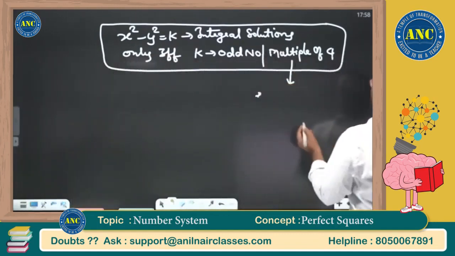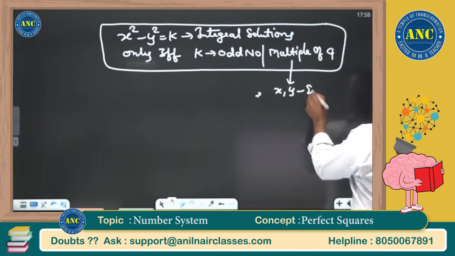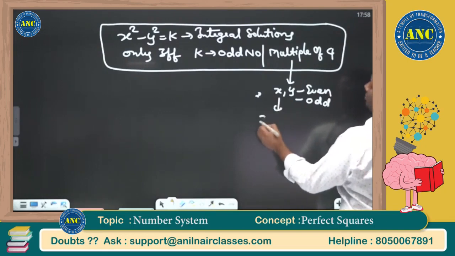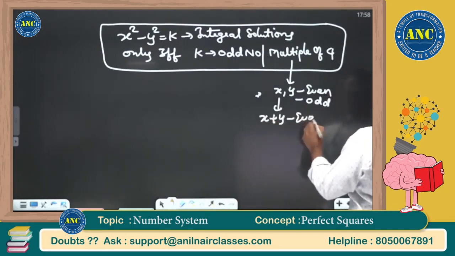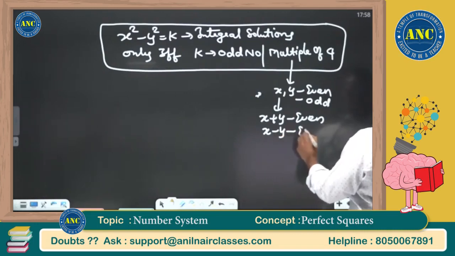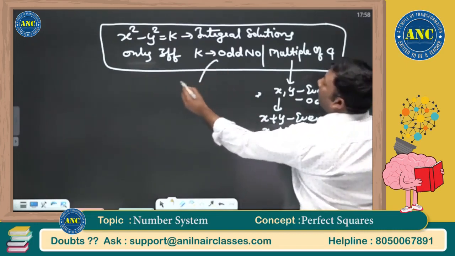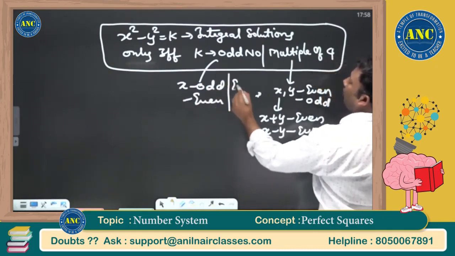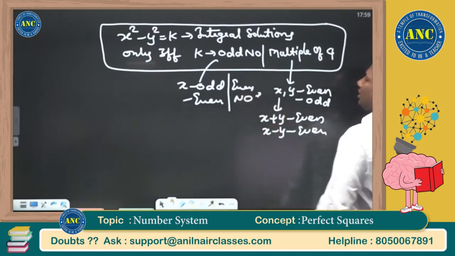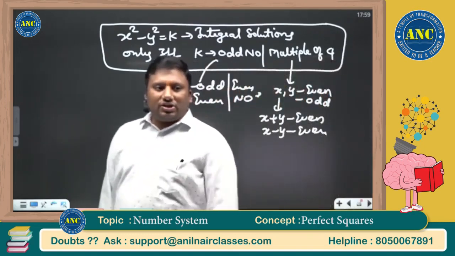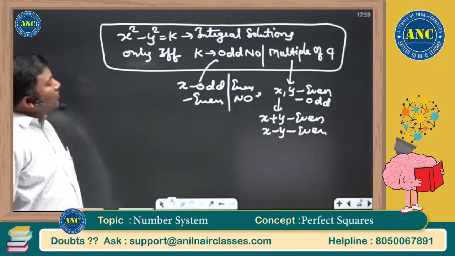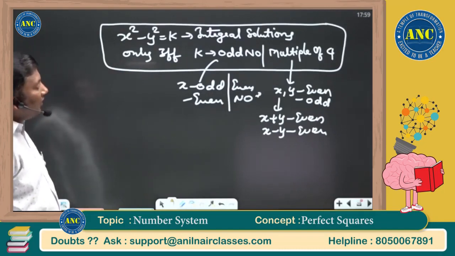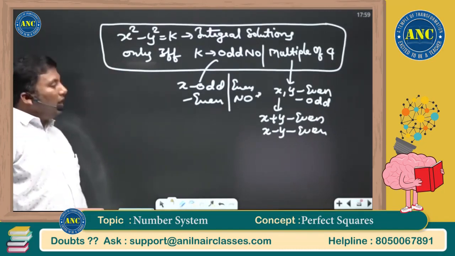When k is a multiple of 4, x and y both are even or both are odd numbers. If both are even numbers, x plus y will be an even number and x minus y will be an even number. When will it be an odd number? When one is an odd number, another is an even number, or one is an even number, another is an odd number. Please make a note of it, sir. This equation will take integral values only if k is an odd number or k is a multiple of 4.